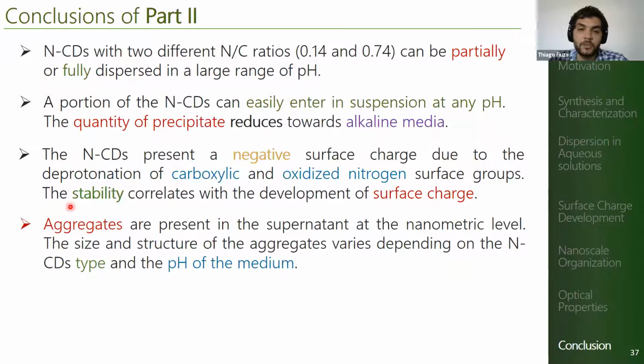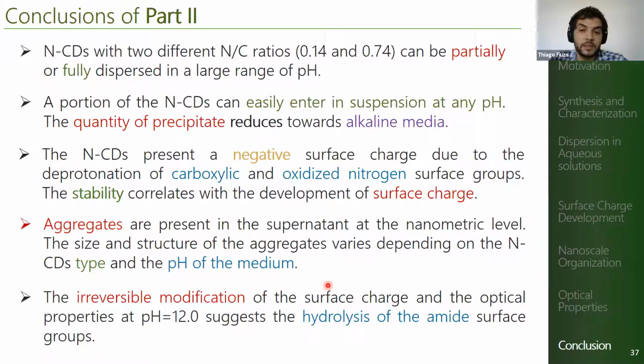Finally, the aggregates that we observed at the nanometric level are around 70 to 400 nanometers, and they can actually remain in suspension. Their size and structure vary with the type of the nano-CD and the pH of the medium. The irreversible modifications that we see in the optical properties and in the surface charge are probably due to the hydrolysis of the amide surface groups, as suggested by both measurements.